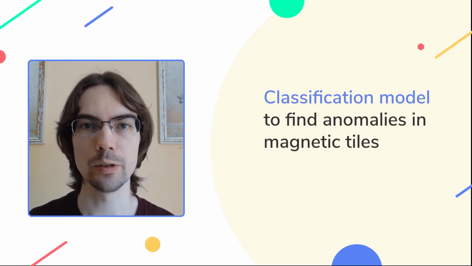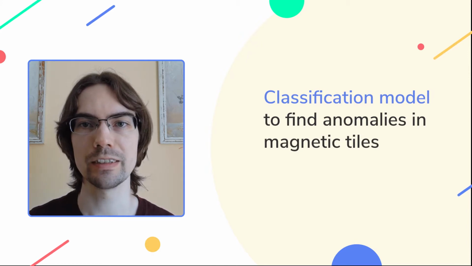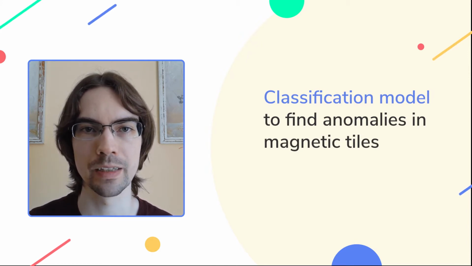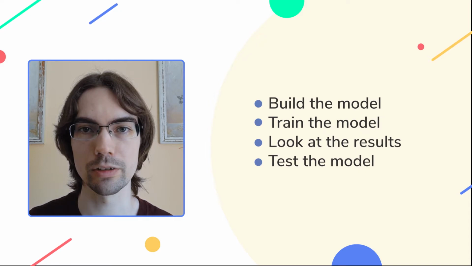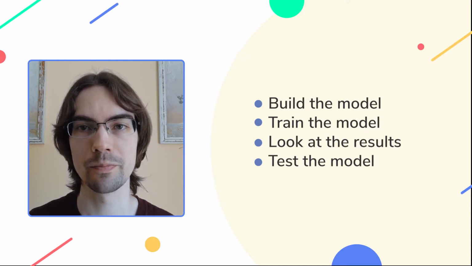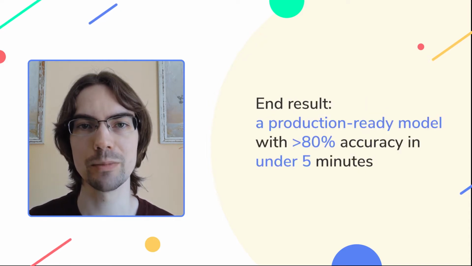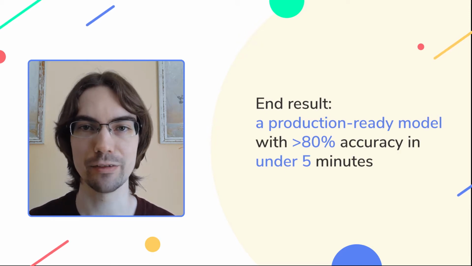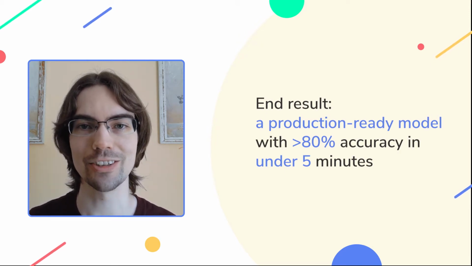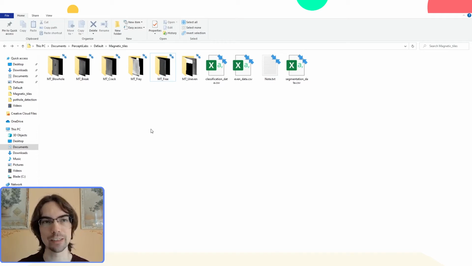To do that, we build a classification model on different types of anomalies you can find. Then we'll train it, go over the results, test the model, and by the end, we'll have a production-ready model with over 80% accuracy in just under 5 minutes. Let's get to it! First things first, let's take a look at the data.